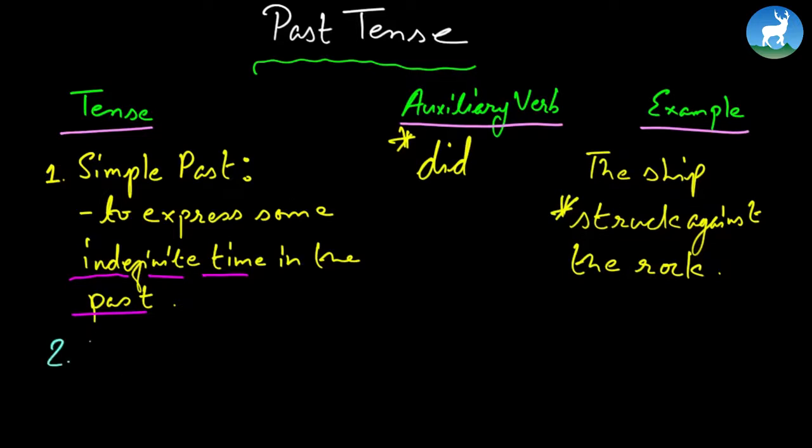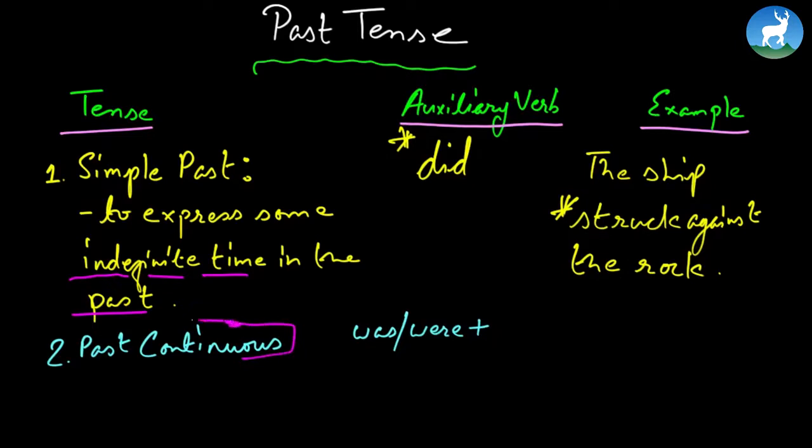Number 2, past continuous. The auxiliary used in past continuous is was if it's singular, and were if it's plural. Always remember, whenever you see continuous, you always add the ing form in the verb. This will be easier to understand with an example.